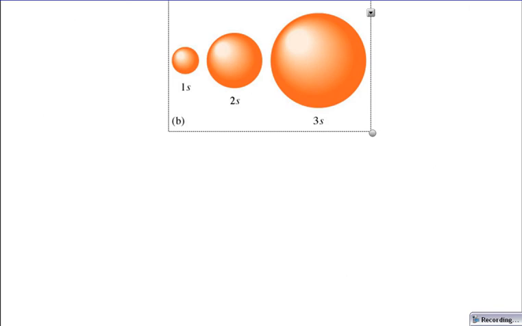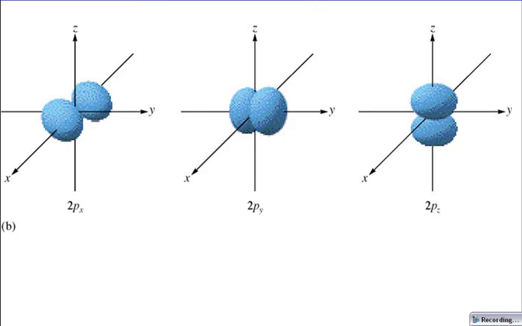The s sublevel is spherical. s stands for sharp. But in baby chem, I probably told you s stands for spherical. I lied. s stands for sharp. The higher the energy level, the higher the principal quantum number, the larger that particular shape, that wave shape.